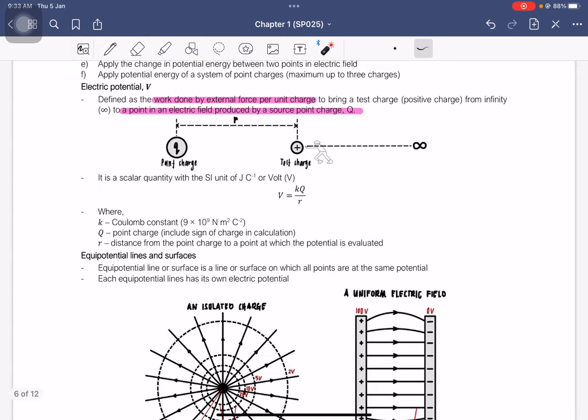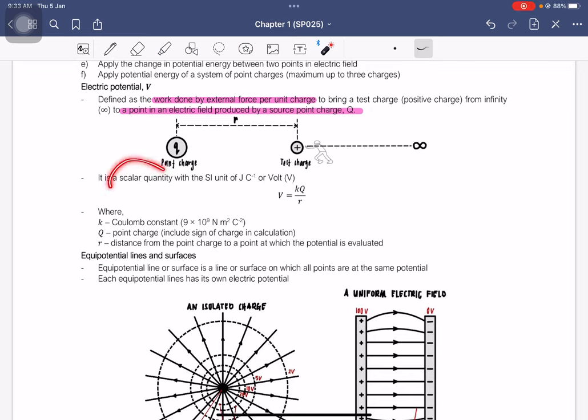So this is the test charge, this is the point charge. So it is the work done to bring this test charge from infinity to a point in an electric field produced by this point charge here. Okay, so that is electric potential.